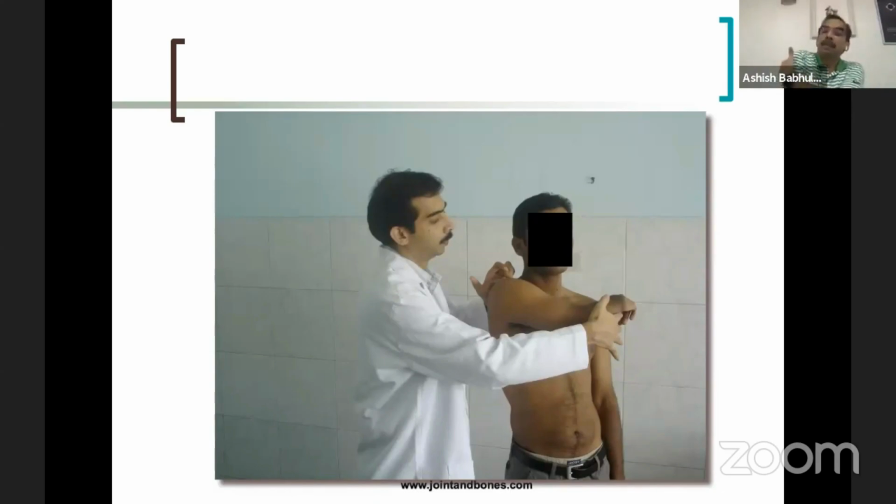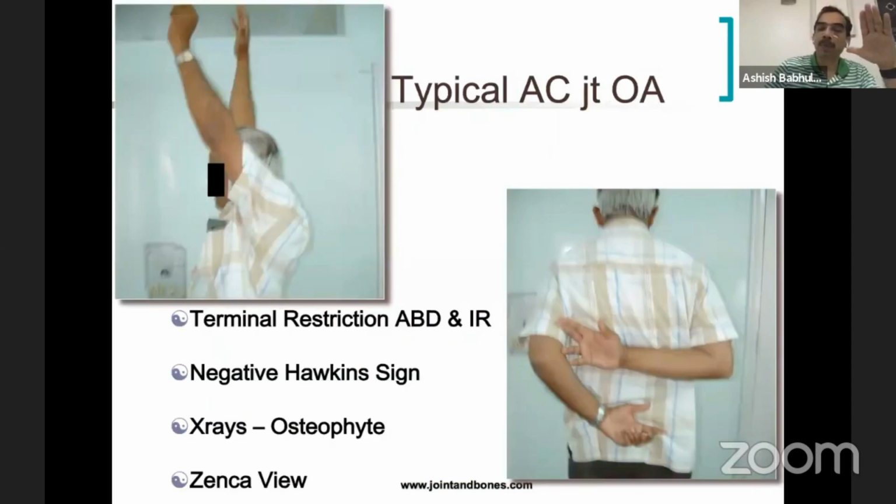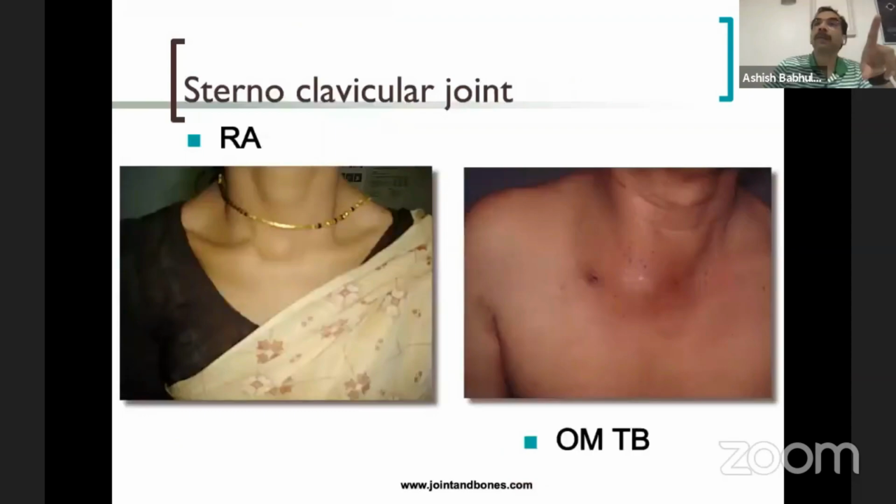If the patient says the pain is behind on the shoulder joint, it's a false positive, suggesting posterior capsular tightness or a suprascapular neuropathy. Primary AC joint arthritis will have only terminal restriction of forward flexion and internal rotation. All the other tests will be negative. Unfortunately, this is always associated with some amount of rotator cuff disease, and so you never get a pure AC joint picture. Sternoclavicular joint involvement is extremely rare.